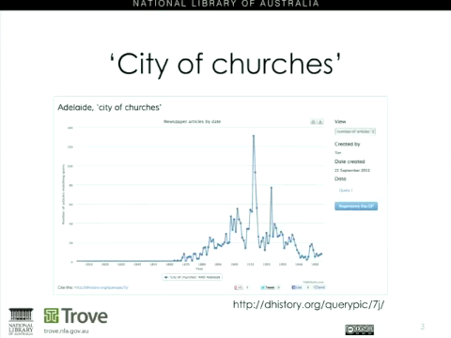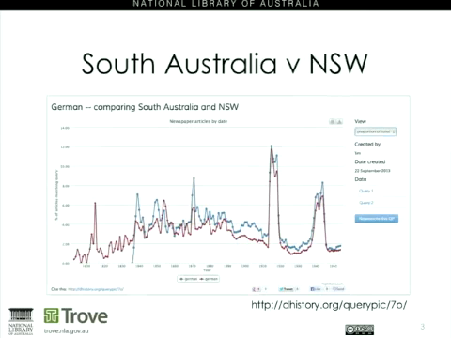You can actually build up quite complex comparisons and searches using QueryPick. You can put more than one graph on, so you can look at different changes. This is one I was just playing with last night, which is looking at the occurrence of the word German in newspaper articles and comparing, in this case, the blue line being South Australian newspapers and the red line being New South Wales newspapers.